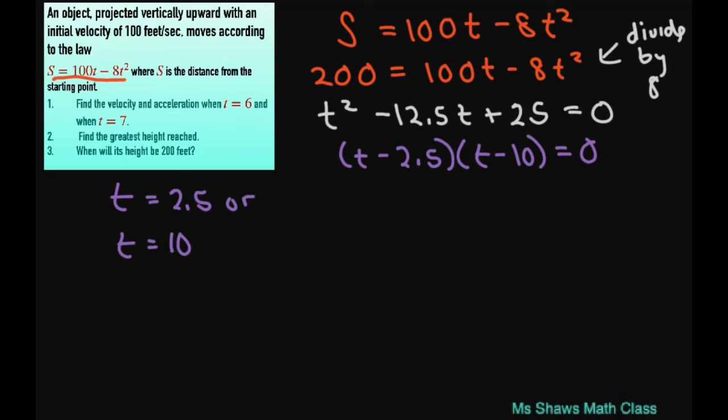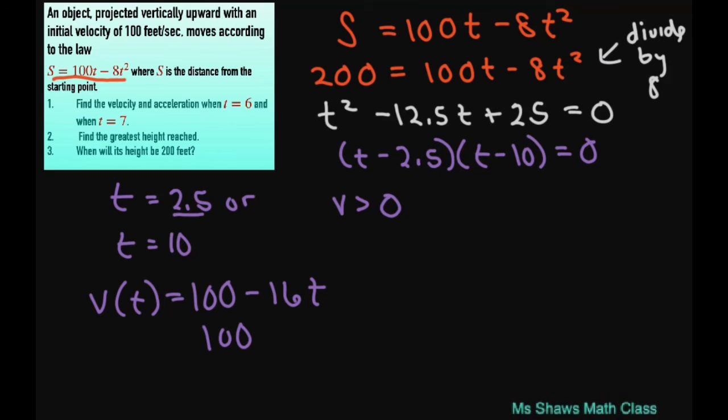Now, at 2.5 seconds of motion, the object at that height is rising since the velocity is greater than 0. So remember, your velocity of t was 100 minus 16t. So when you substitute in 2.5, this would be 100 minus 16 times 2.5. This is positive.